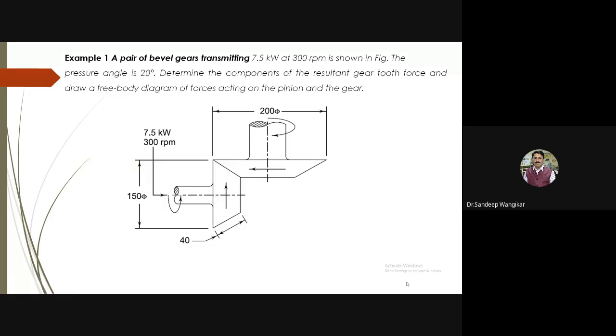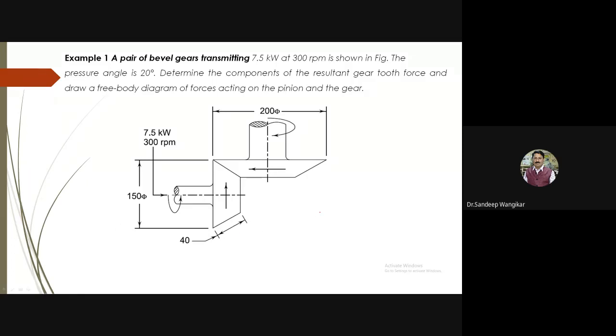A pair of bevel gears transmitting 7.5 kilowatt at 350 rpm, as shown in the figure. The pressure angle is 20 degrees. Determine the components of the resultant gear tooth force and draw the free body diagram. We have to calculate the components PT, PR and PA, and draw the free body diagram.